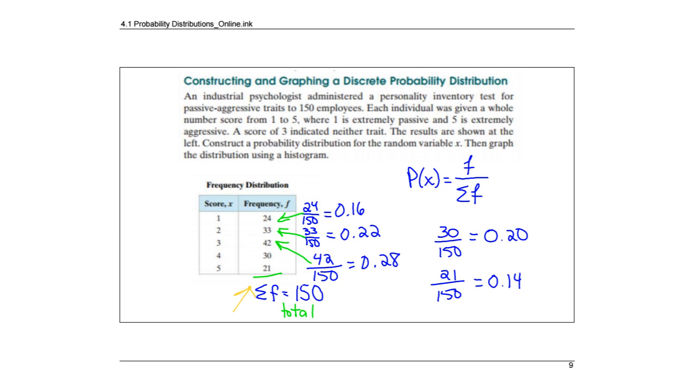Now I have to work my way down and find all of the probabilities. So first I'm going to take the frequency of 24 over 150. That gives me 0.16. Then I take the 33 over 150, 42 over 150, 30 over 150, and 21 over 150. We did these in chapter 2. So that gave me all of my probabilities. Now I have to look at those probabilities.